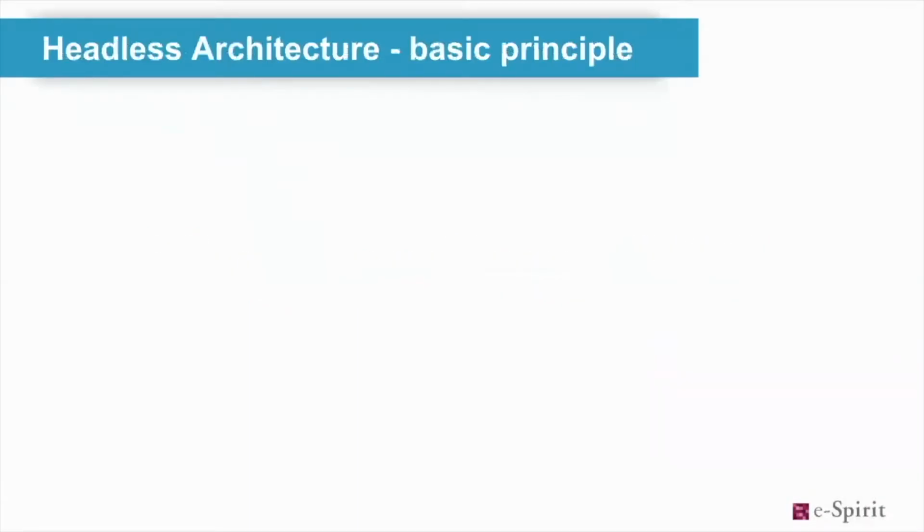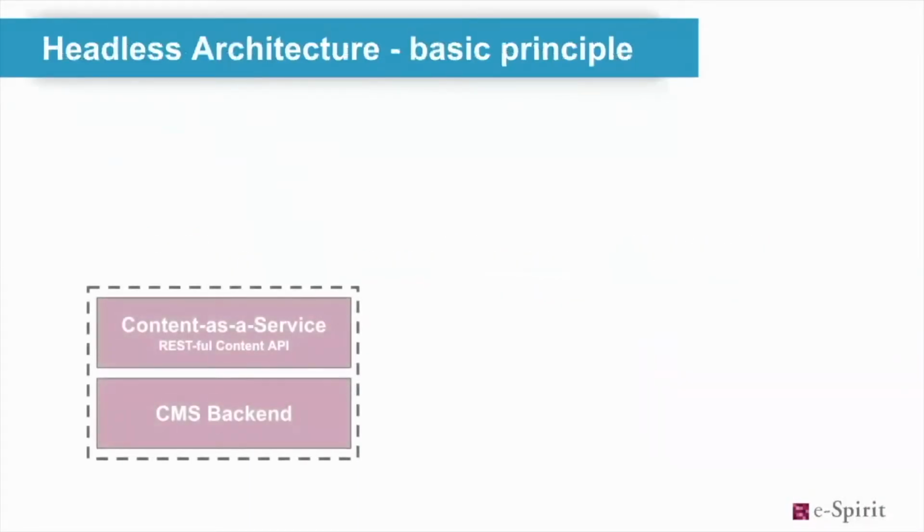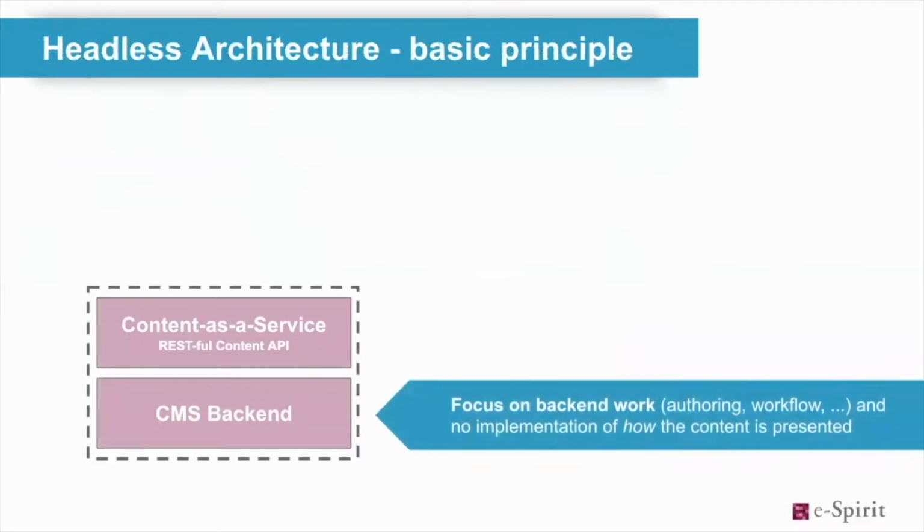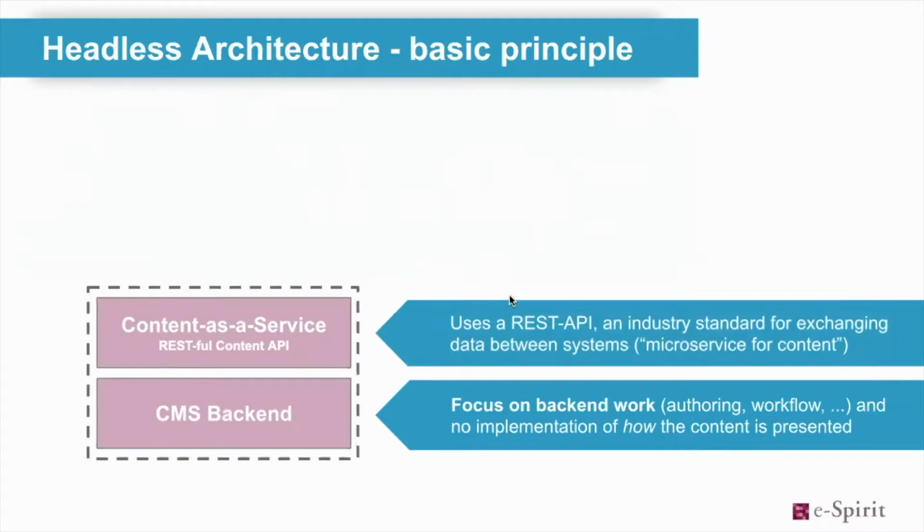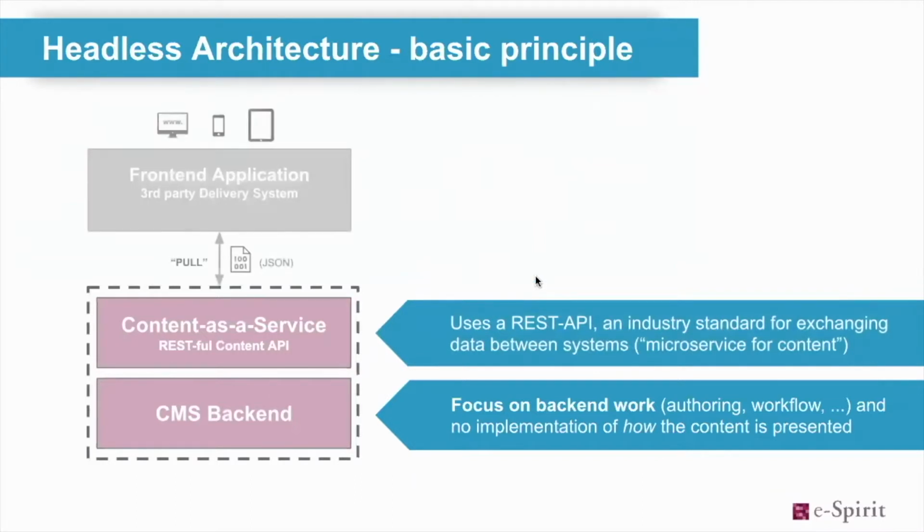The basic principle is super simple. Again, we have the CMS backend where the preview happens, where the business users work. The second component here, most vendors call content as a service, or CaaS. That is a microservice for content. It is an interface that can deliver content fragments to any other system that's asking for content fragments. Technically speaking, it's a RESTful content API, an industry standard for exchanging data between systems.